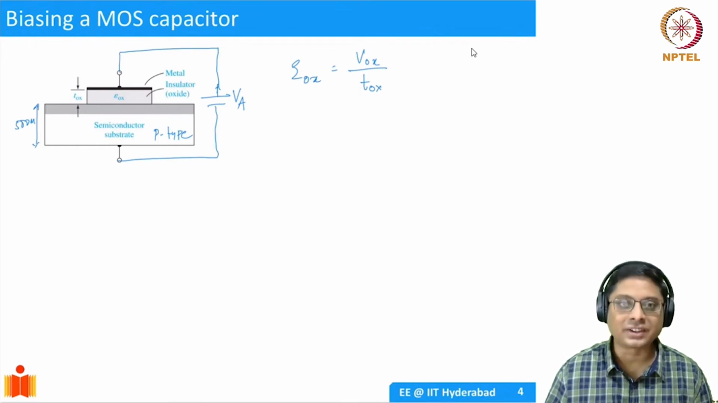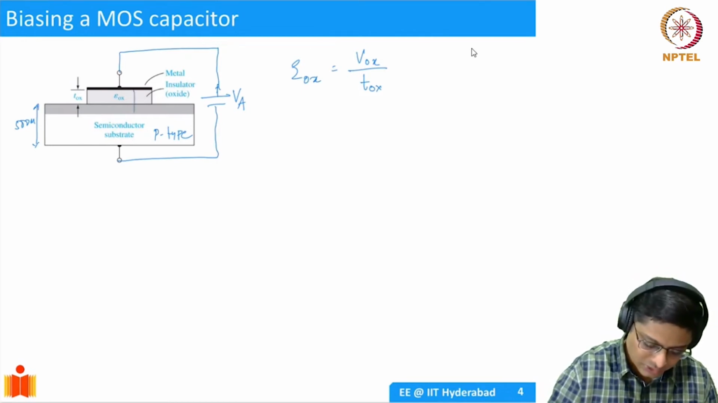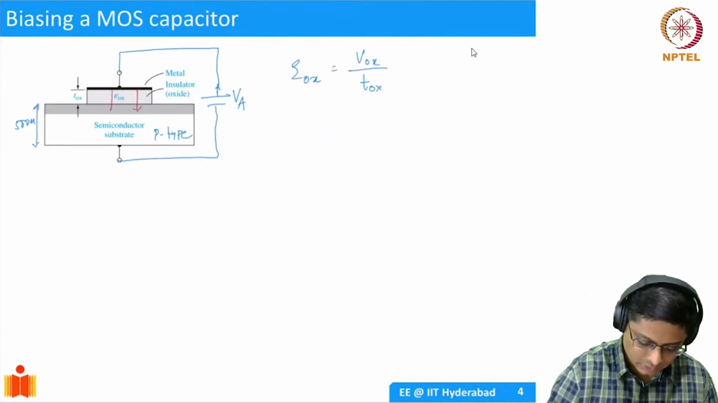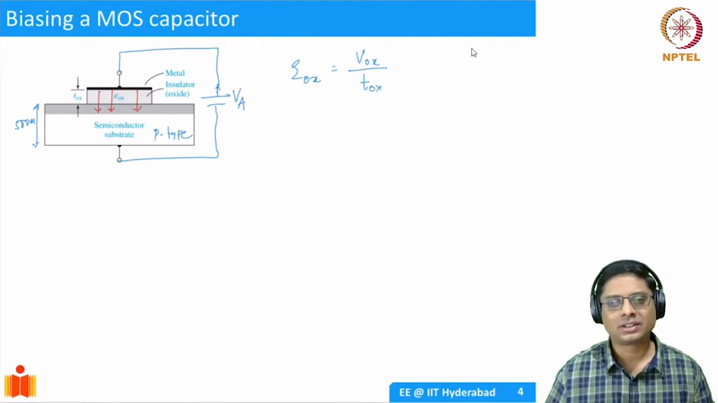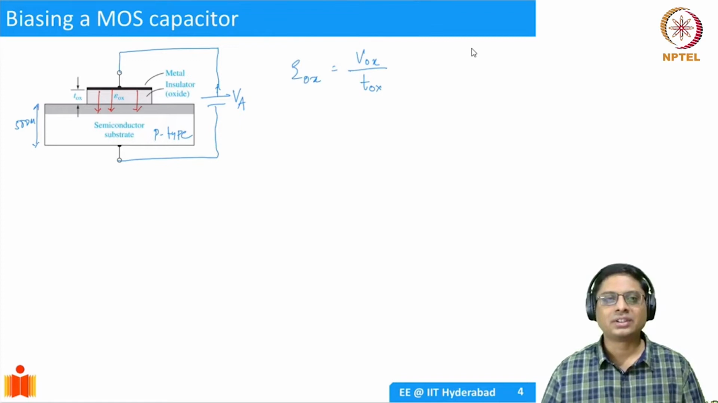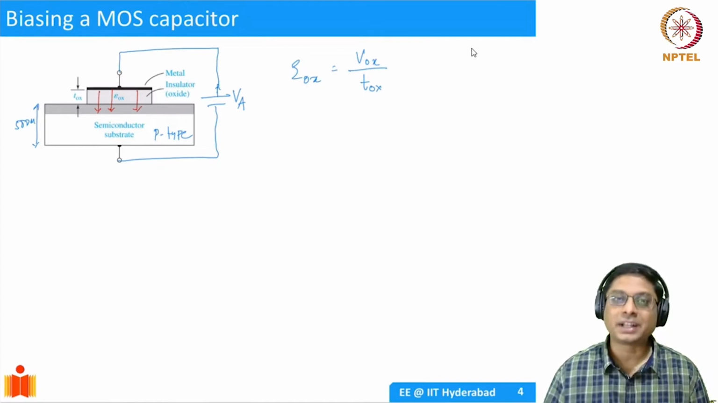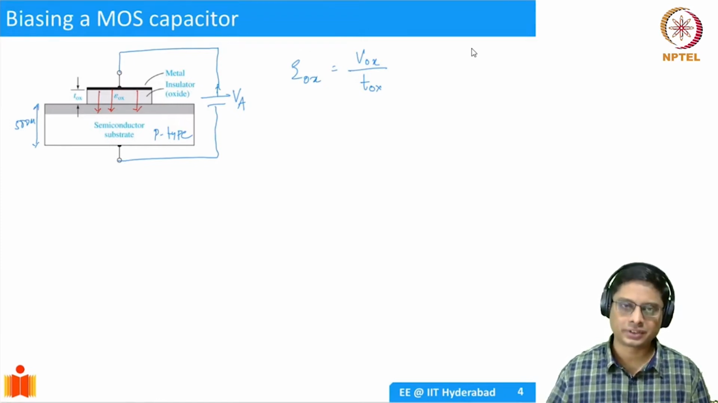So what happens if you have an electric field? What is the direction of the electric field? Well, it is pointing downwards in this picture. The reason is we are assuming that the voltage is positive. So positive voltage is applied to the top, the metal, and let's say the substrate is grounded. So when you have an electric field in this direction, the semiconductor is p-type. It has a lot of holes. And what happens to holes when you apply voltage like this? They will be driven away from the interface, right?